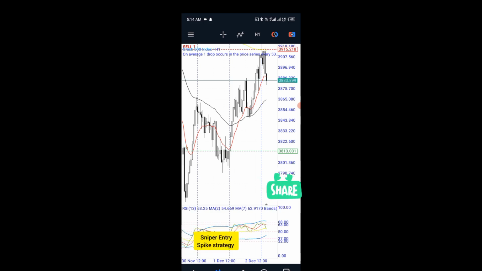Right? So I'm going to be taking you from the beginning on how you look for your setups, and how you can catch spikes with the TDI.